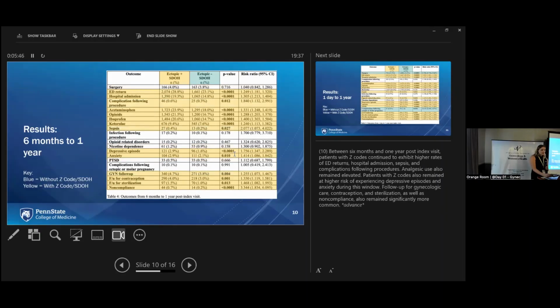Between 6 months and 1 year post the index visit, patients with Z codes continued to exhibit higher rates of ED returns, hospital admission, sepsis, and complications following procedures. Analgesics also remain elevated, and patients with Z codes remained at a higher risk for experiencing depressive episodes and anxiety during this window. Follow-up for gynecologic care, contraception, and sterilization, as well as non-compliance, also remains significantly more common.